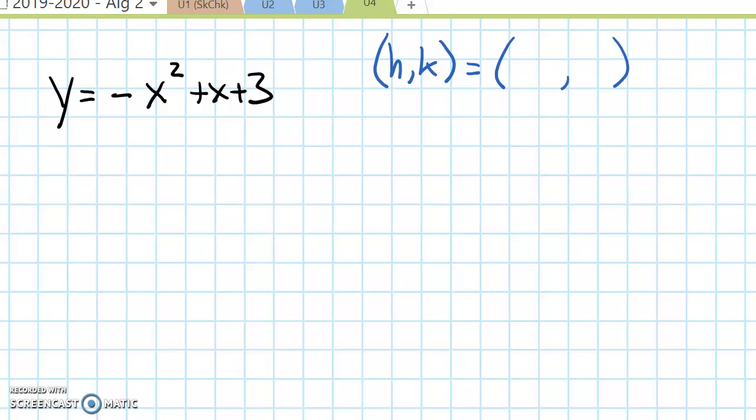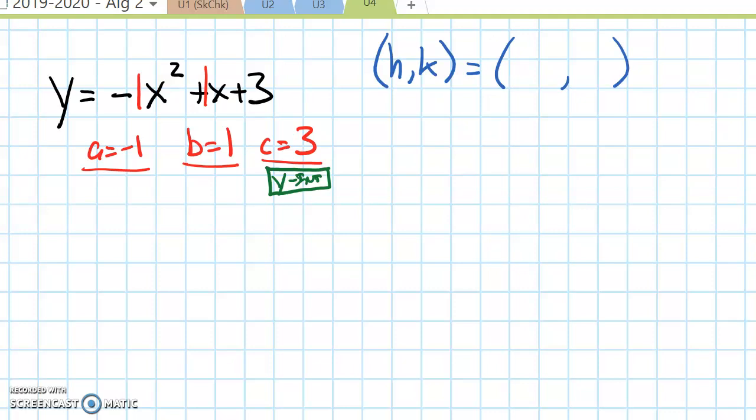If we're trying to find h, k from standard form, first we're going to go ahead and identify all of the values. A is equal to negative 1, B is equal to 1, and C is equal to 3. The only useful information here is that we know C is the y-intercept, 0, 3.